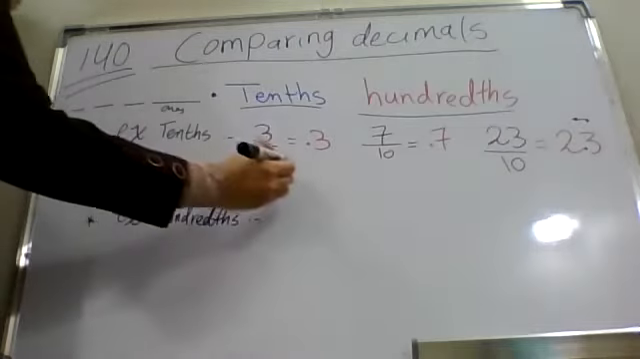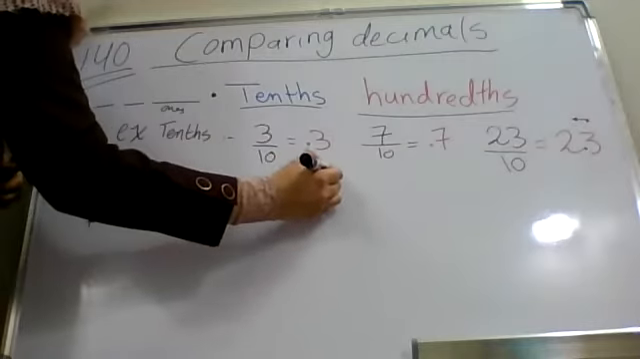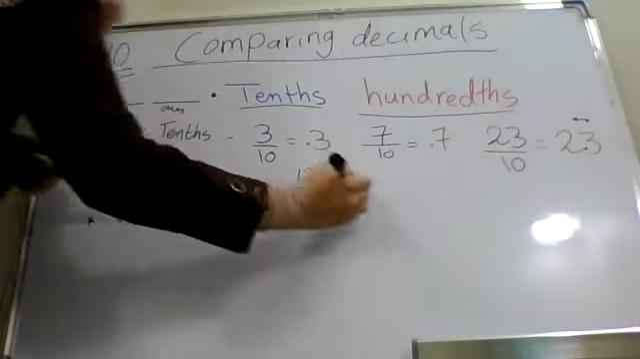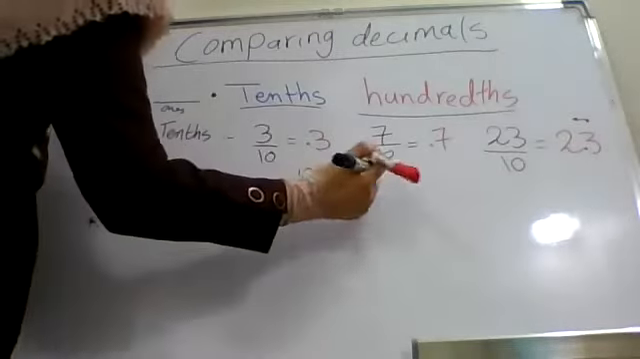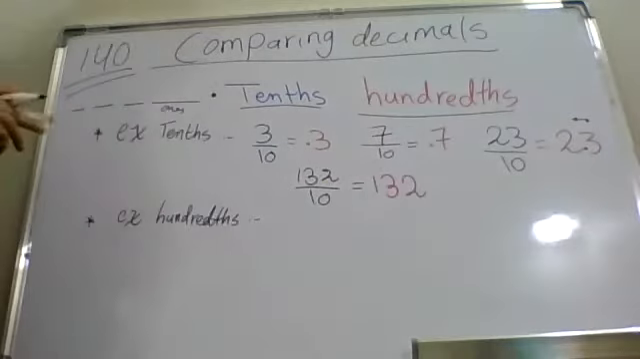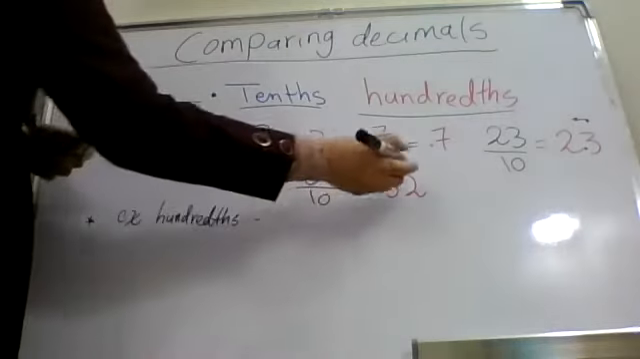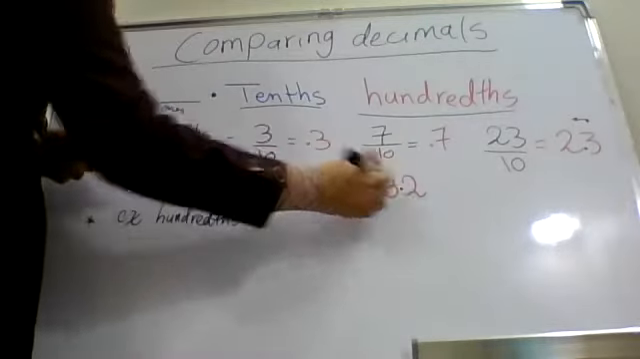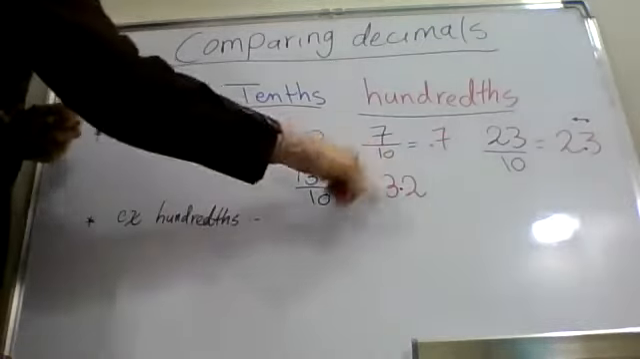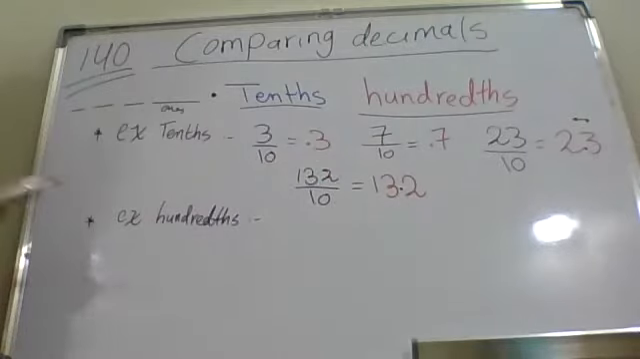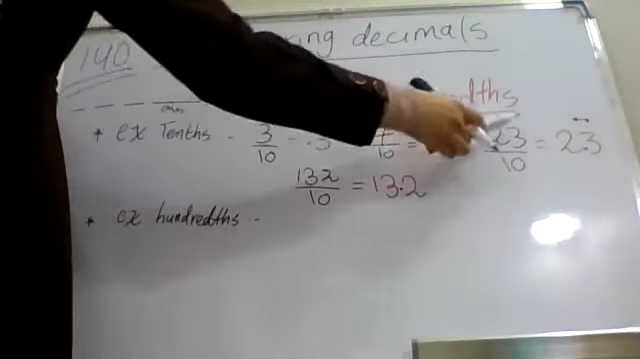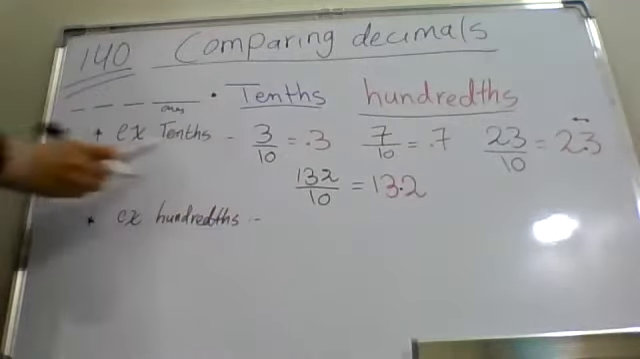2.3. If I have 132 over 10 and I want to write it in decimal, I write the first number, which is 132. I teach you to write the number first, then you count how many zeros. I have one zero, so I move one place over here, okay? So 13.2, this is the number, 13.2, okay? How about the hundredths? This is what we call 3/10, 7/10, 23/10, and 132/10, okay?